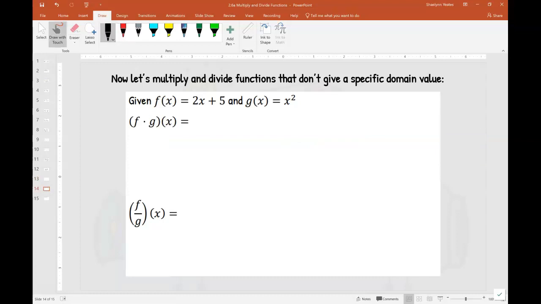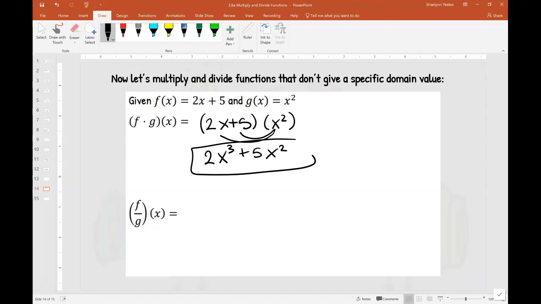Alright, let's try multiplying or dividing functions when we don't have a specific domain value. In other words, we don't have a number to plug in. So here, it's going to be f times g of x. So this is going to be f of x, so 2x plus 5, times g of x, so x squared. We're going to take this and we're just going to distribute it through. So we've got 2x times x squared. So now this is 1x times 2 more x's, so this is going to be 2x cubed. And then we've got 5 times x squared, which is really easy. It's just 5x squared.